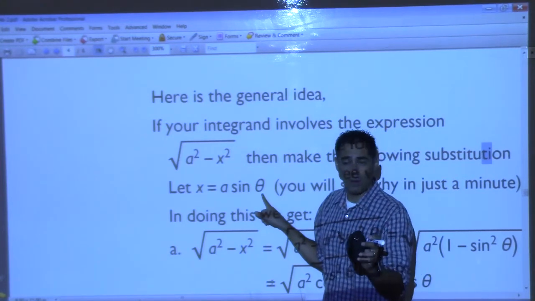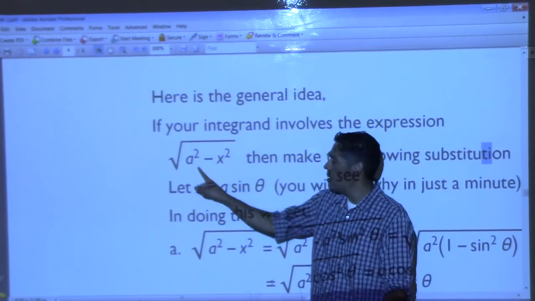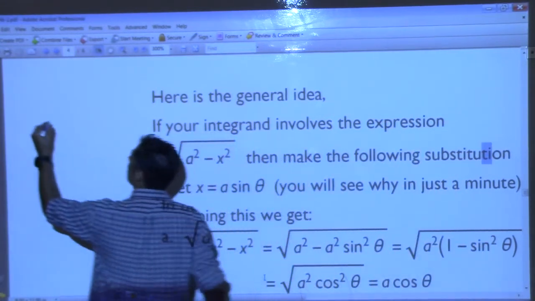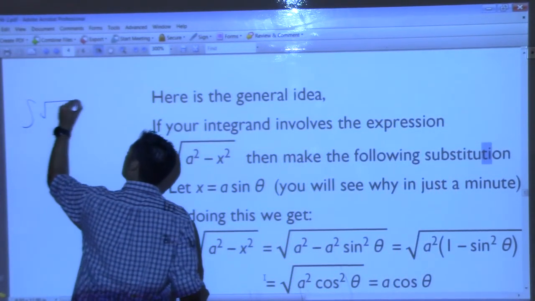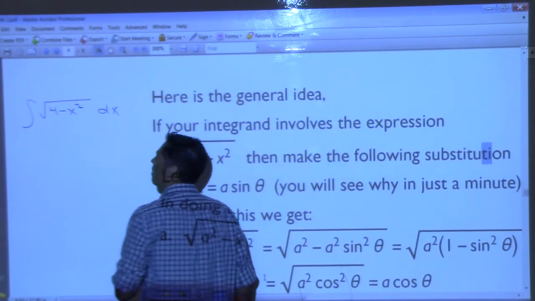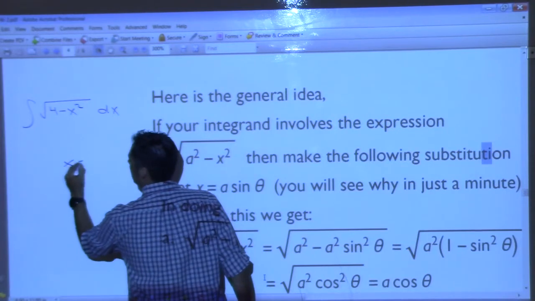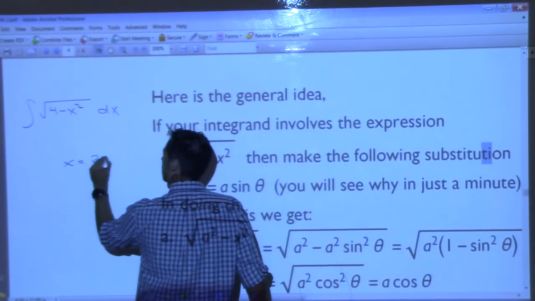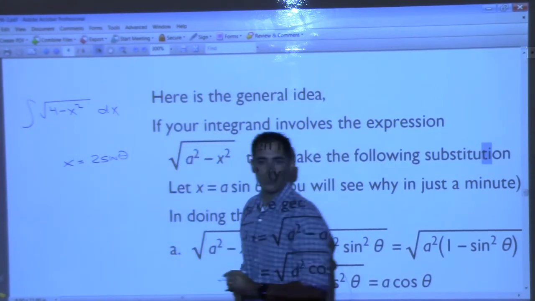So in the previous problem, because that number was a 1, I just did sine theta, right? But what if our original problem was the square root of 4 minus x squared dx? Then what would the substitution be here? 2 sine theta. That would be the substitution.